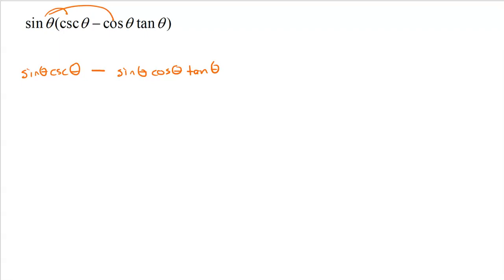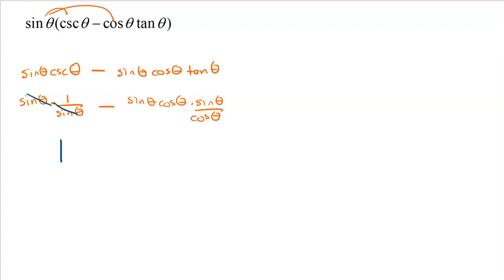Let's just turn everything to sines and cosines and really just kind of hope for the best. So sine is sine, cosecant is 1 over sine. That's going to be nice. Now over here I have sine times cosine times tangent, and by the quotient identity, tangent is sine over cosine. Whoa, hold on. I'm seeing something here. I'm getting really excited, so let's just go step by step.